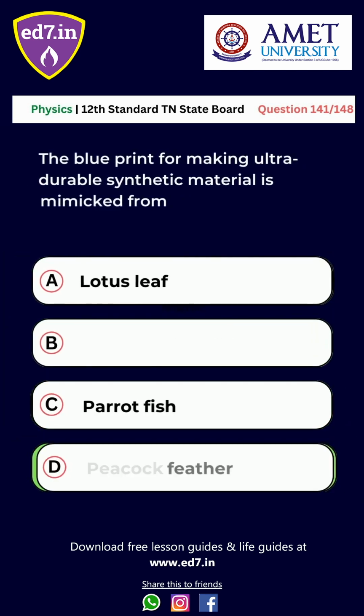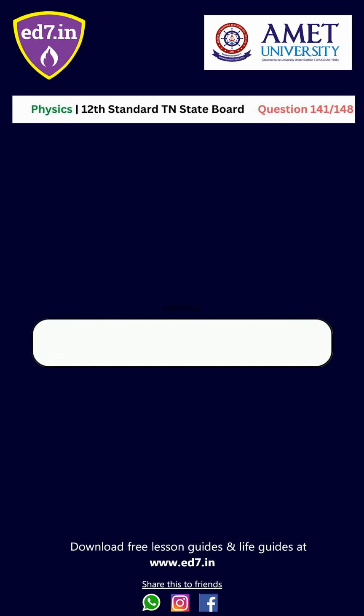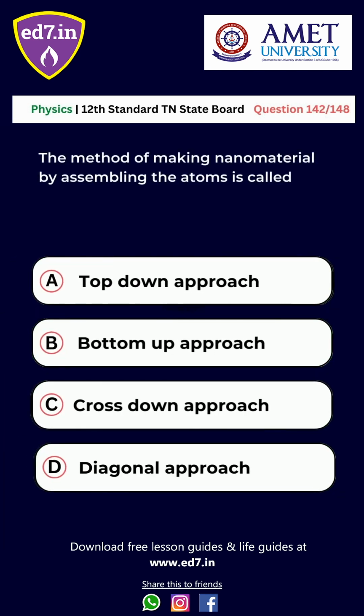Question number 141. The blueprint for making ultra-durable synthetic material is mimicked from option A, lotus leaf, B, morpho butterfly, C, parrotfish, D, peacock feather. The right answer is option C, parrotfish. Question number 142. The method of making nanomaterial by assembling the atoms is called option A, top-down approach, B, bottom-up approach, C, cross-down approach, D, diagonal approach. The right answer is option B, bottom-up approach.